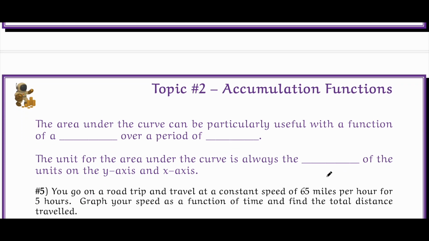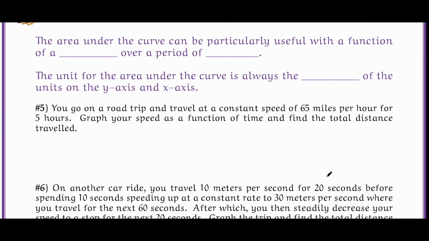Now, how is this useful? Well, the area under a curve is particularly useful when you're looking at the rate of something over a period of time. Let's imagine you're graphing something that's miles per hour on the y-axis and just hours on the x-axis.